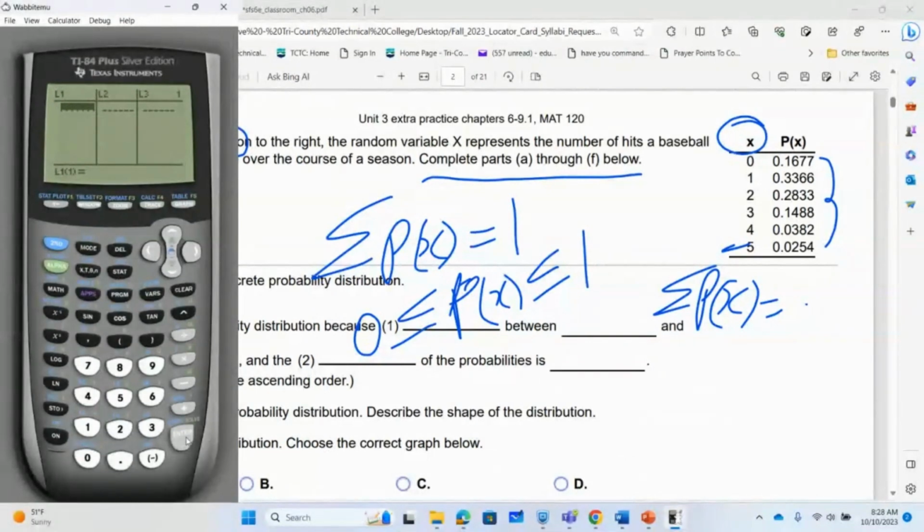So I will put in the numbers: 0.1677, enter. 0.3366, enter. 0.2833, enter. The fourth one is 0.1488, enter. 0.0382, enter.